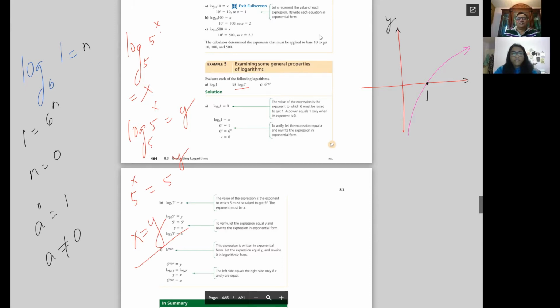That is how we get the formula that log to the base b of b to the power of x is equal to x. Is that clear to you? Same base. Makes sense, right? Because if I write in exponential form, I get b to the power of x is b to the power of x. That's always correct, correct?